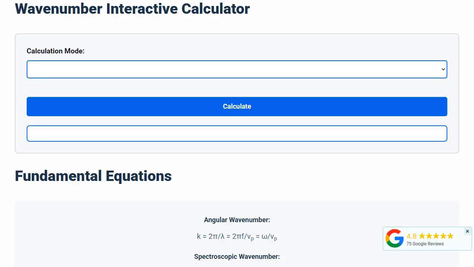The results section displays all calculated values with proper scientific notation for very large or small numbers.